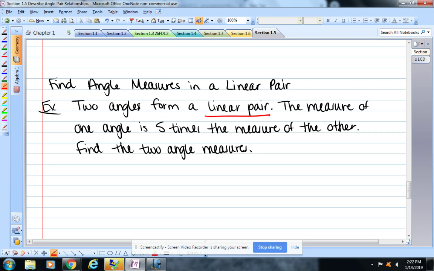How many angles do we have? 2 of them. Let's say one of them is x, because we don't know how big it is. The other one is what? 5 times x. And I'm going to add those together, and it's going to equal what? 180 degrees. Yes, I will get 6x when I combine them. Yes. Do y'all see how I set that up?